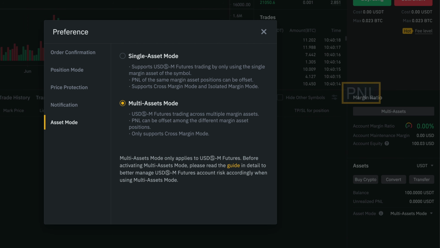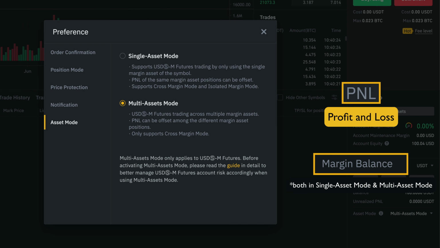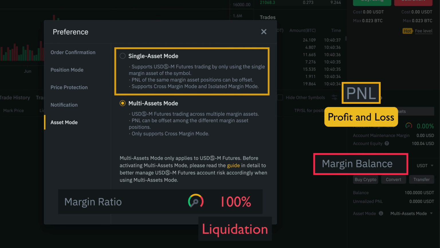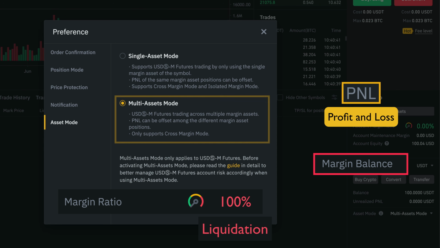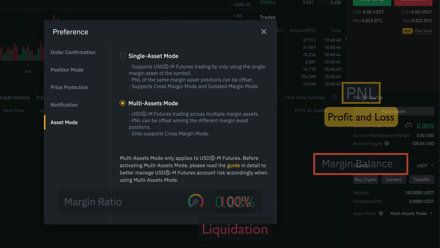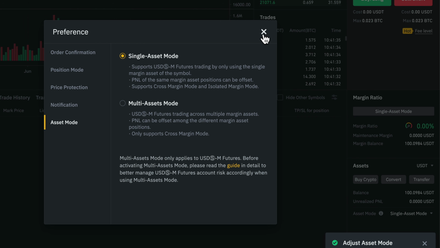And by the way, the P&L, the profit and loss of our open positions, will also be considered as part of our margin balance. Which means that if we hit a 100% margin ratio and liquidation is triggered, all of our open positions would get closed at the same time and we'd lose our entire margin balance. In single asset mode, we'd only lose our USDT margin balance, but in multi-asset mode, we'd lose all assets in our futures wallet. So for now, I'm going to stay in single asset mode.